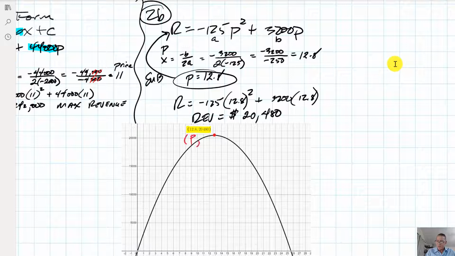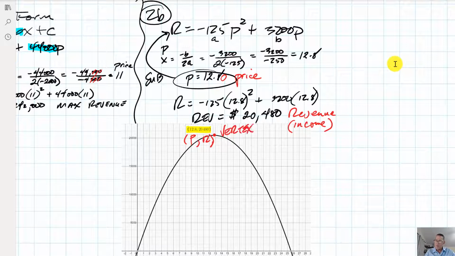$12.80 right here, that represents your price, okay? And then we've got a revenue here at $20,480. That represents the income coming into the company. And it always occurs at what's called the vertex of the parabola. The max always occurs at the vertex.